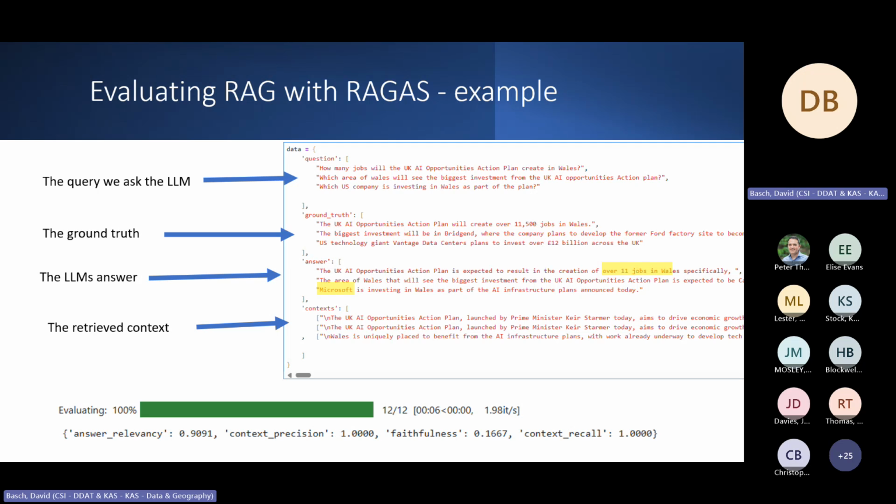Because this is a toy example, the context recall and the context precision are pretty much perfect, and that's because we don't have that many chunks of text to work with. So actually, we're returning everything, essentially.